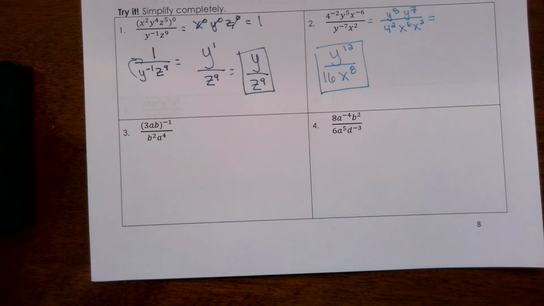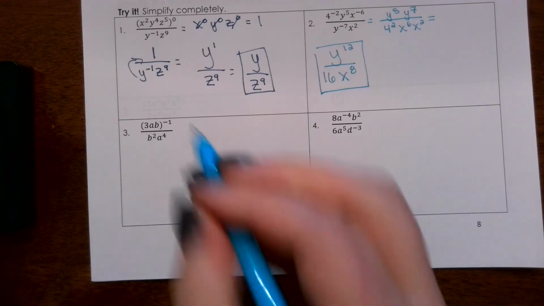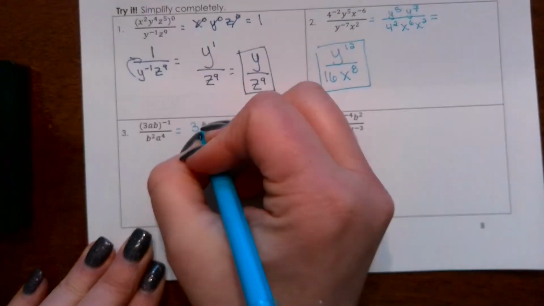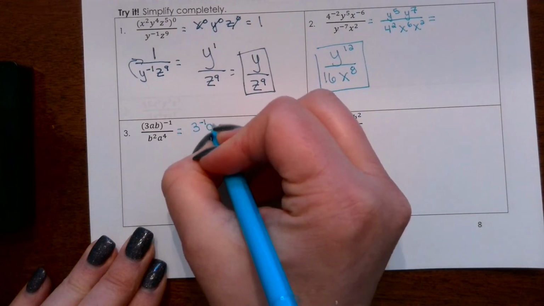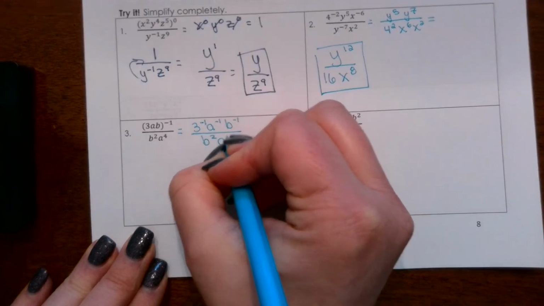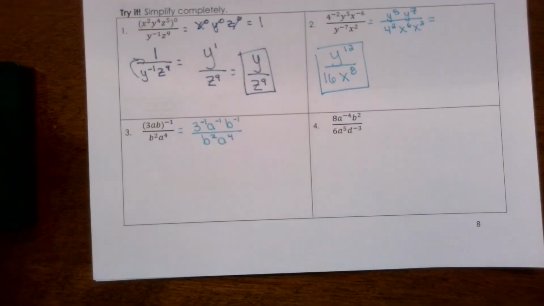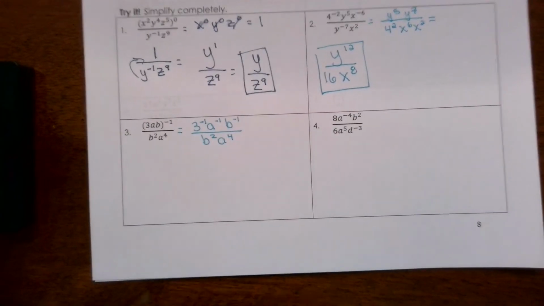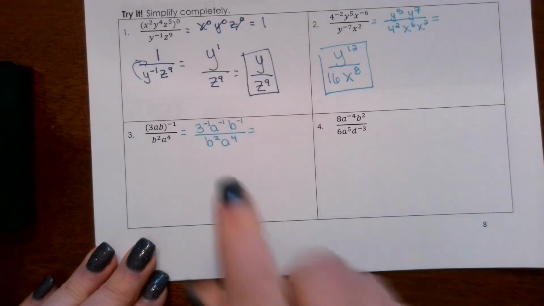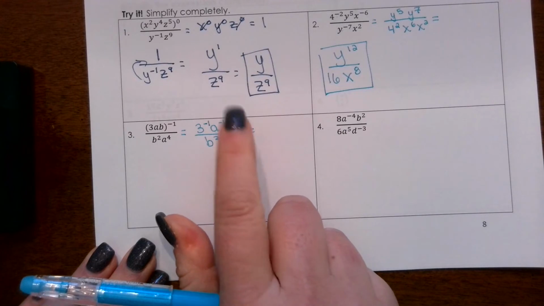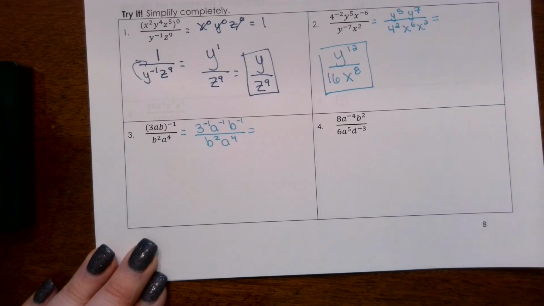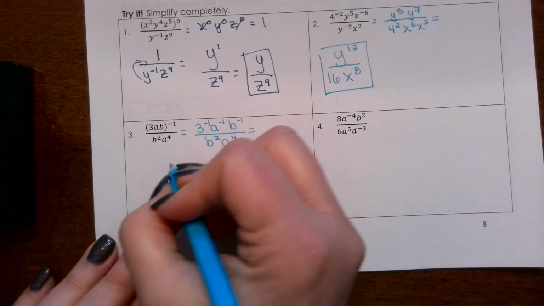Let's take a look at number 3. I do have some distributing that I need to do. I need to distribute this negative 1 into this product here. So this will be distributed as 3 to the power of negative 1, a to the power of negative 1, b to the power of negative 1, and I've got b squared a to the fourth. I don't have any bases I can combine on either side, but I do have negative exponents, and I can't have that. So it looks like all 3 of these particular factors are going to move down here to the denominator. So nothing will be left in the numerator except that invisible 1.